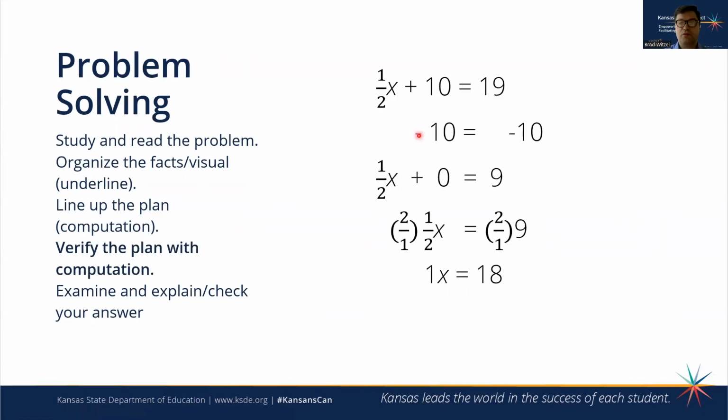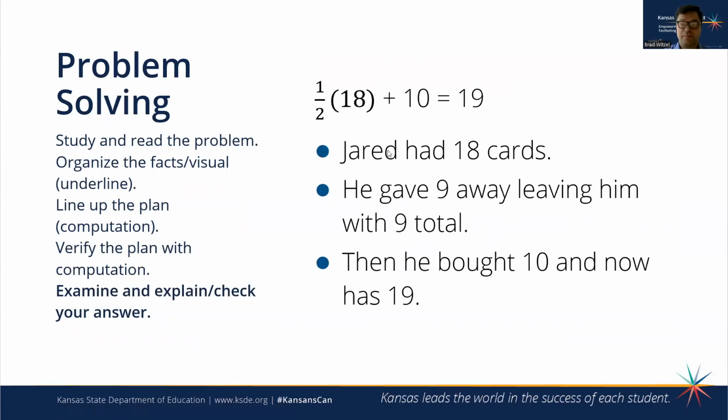Okay, so let's go through it. We had an additive inverse, then a multiplicative inverse. And what did we get? He originally had 18 cards. Okay, he had 18 cards. Let's see if that makes sense and examine it. Put it back in. 1/2 of 18 is 9 plus 10, 19. Good. So Jared originally had 18 cards.